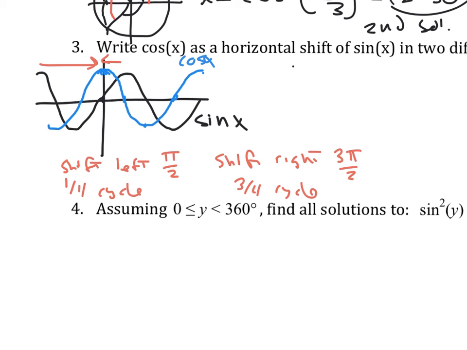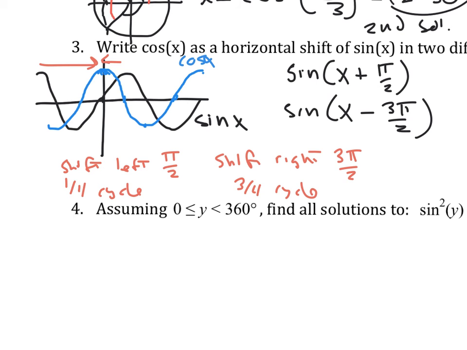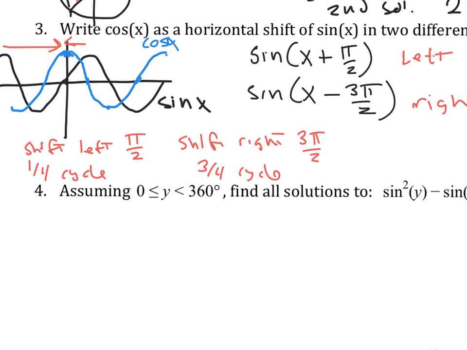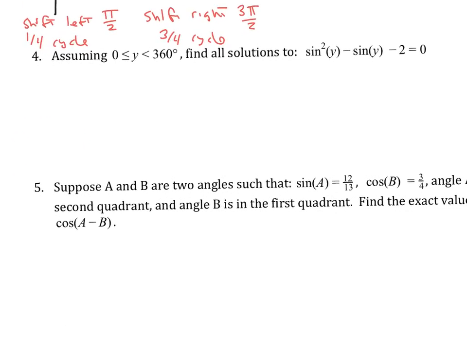So to write that two different ways, I would say the first case, shift left of pi over 2 would be sine of x, and a shift to the left is with a positive, so we're going to add 1/4 cycle in radians, which is pi over 2. To do the other one, the shift right of 3 pi over 2, we have sine of x, shift to the right is negative 3 pi over 2. This is left, and this is right. Question? Okay.